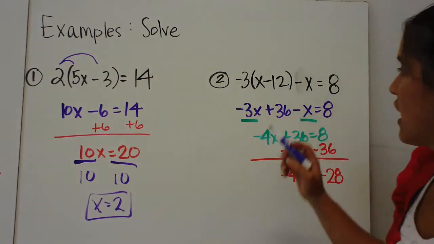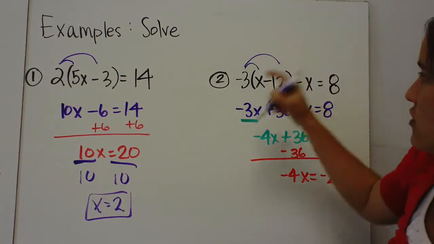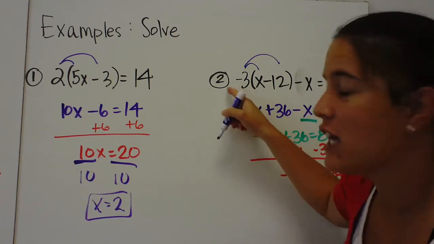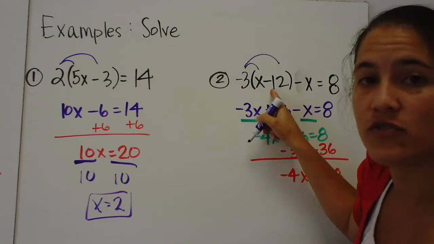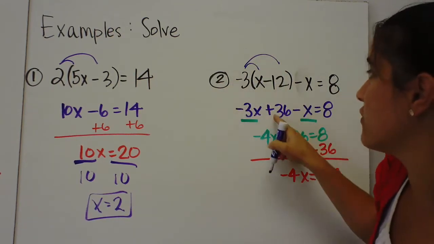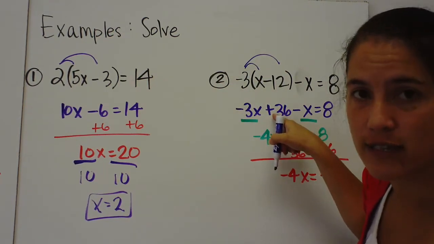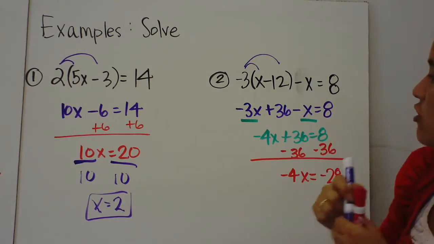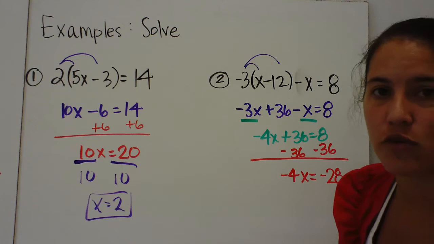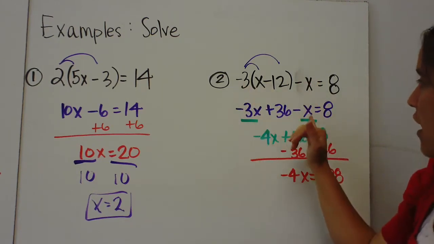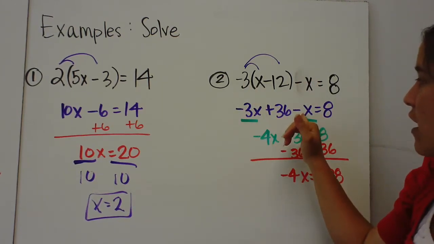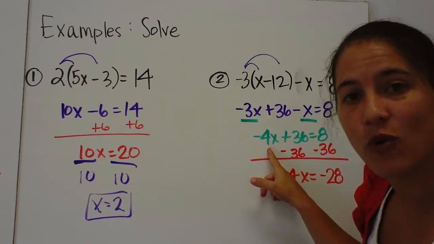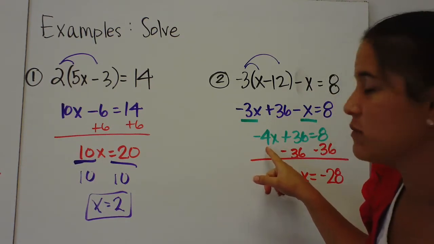Number 2, I've distributed. So negative 3 times x is negative 3x. Now watch this. Negative 3 times negative 12, because really that's a negative. Negative 3 times negative 12 is positive 36. And then I bring everything else down. So I've shown you I've combined my like terms. On one side of the equals, I have negative 3x, and then I have this is a negative x. So when I combine those, I get negative 4x. So I've shown you the combined like terms.